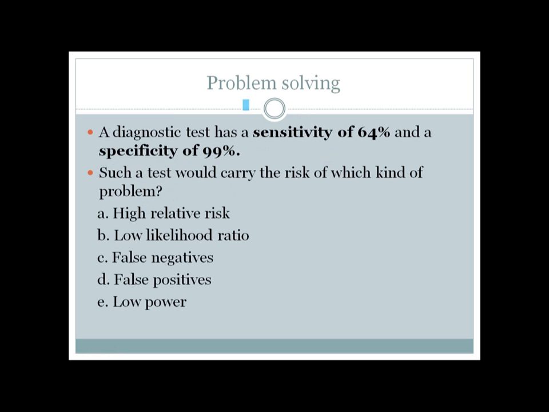Another problem, which is a bit easier than the previous problem: a diagnostic test has a sensitivity of 64%, which is a bit low, and a specificity of 99%, which is high. And now the question is, such a test would carry the risk of which kind of problem? So what kind of problem are we expecting in this specific case? Is it a high relative risk? No, because we cannot calculate relative risk from this information.